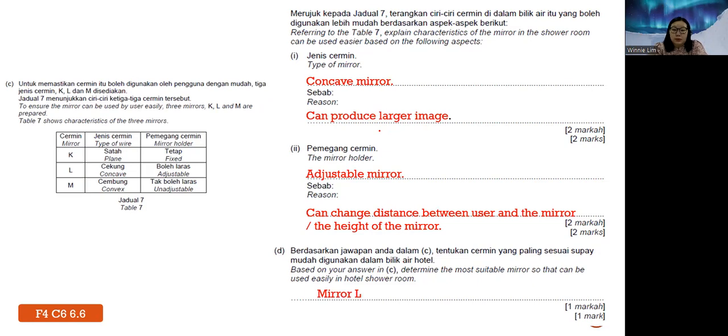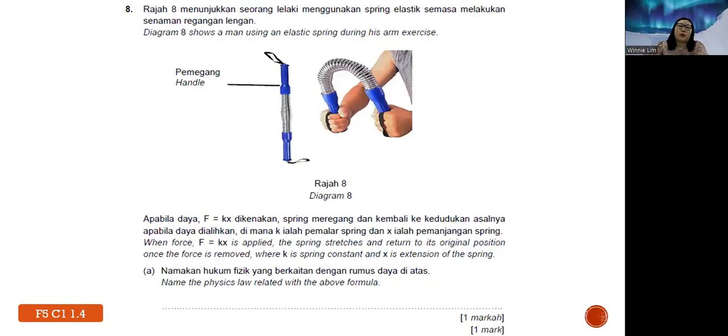Okay, then we proceed to the next question. So for question 8, the last structured question in Section A, Diagram 8 shows a man using an elastic spring during his arm exercise. When force F equals Kx is applied, the spring stretches and returns to its original position once the force is removed, where K is the spring constant and x is the extension of the spring. Name the physics law related to the above formula.